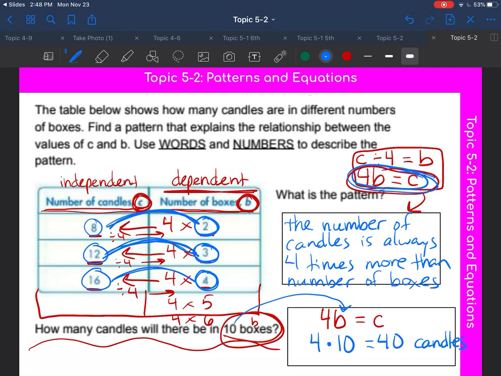Okay, and again, all of these tables have an independent variable, which doesn't depend on anything and can stand alone, and a dependent variable, which relies on the independent. Okay, so in this example, the number of boxes depends on how many candles you have.